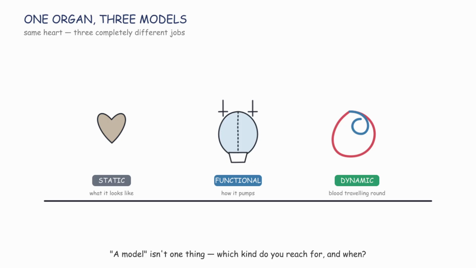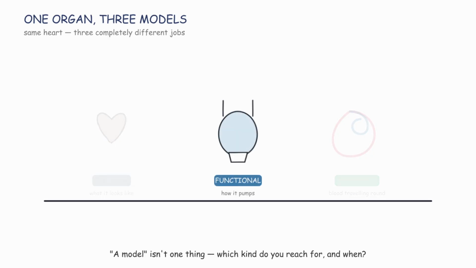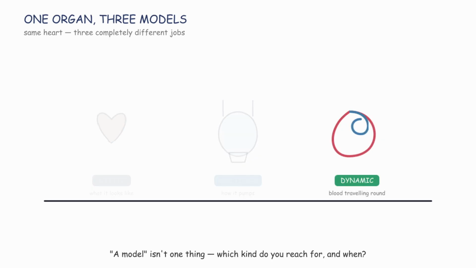Three models, same organ, the heart. But look closely. They are not three versions of the same thing. They do completely different jobs. The first tells you what the heart looks like. The second shows you how it pumps. The third shows blood traveling the whole body and back.